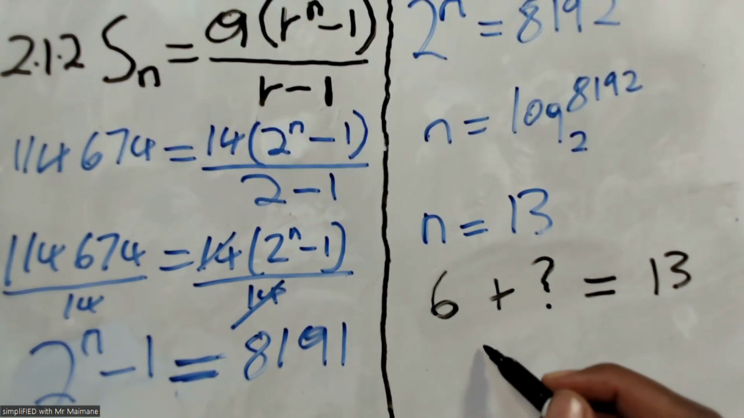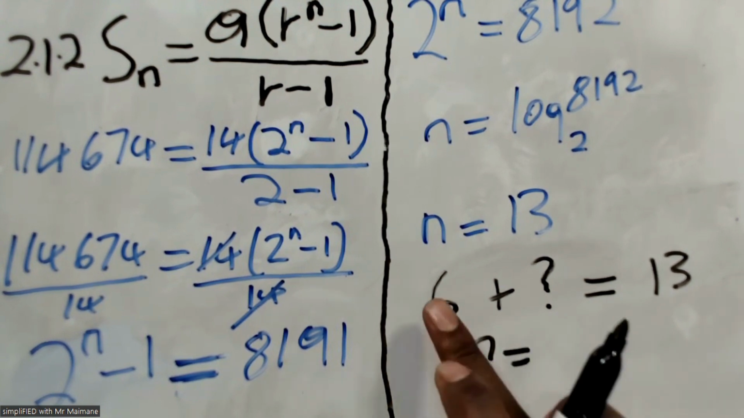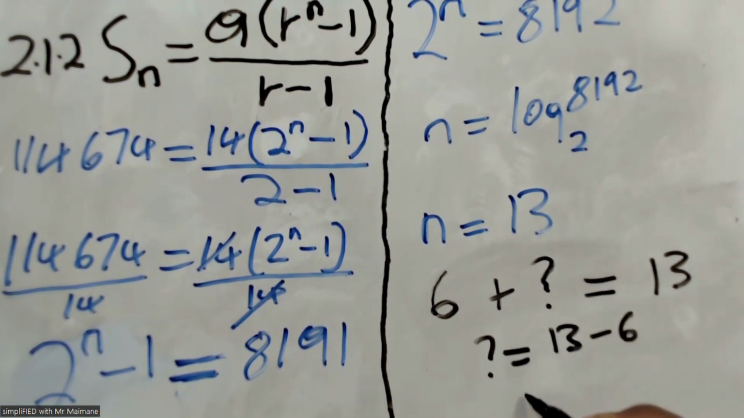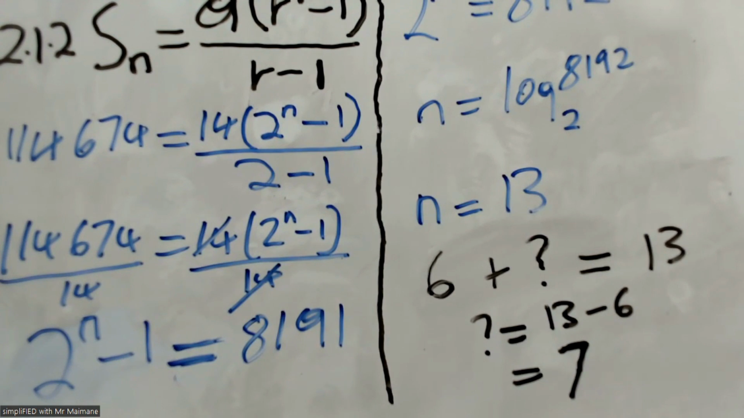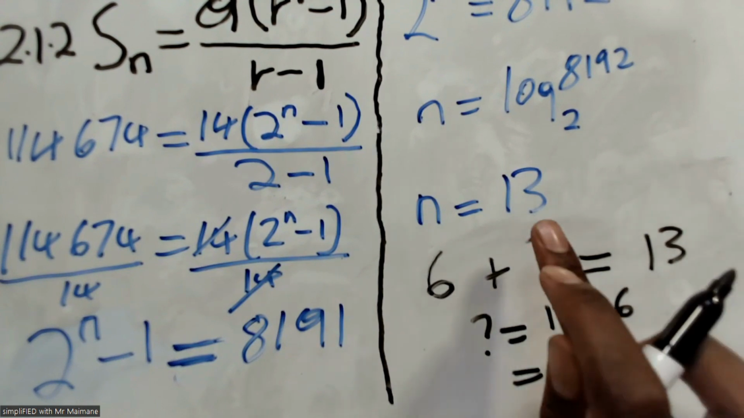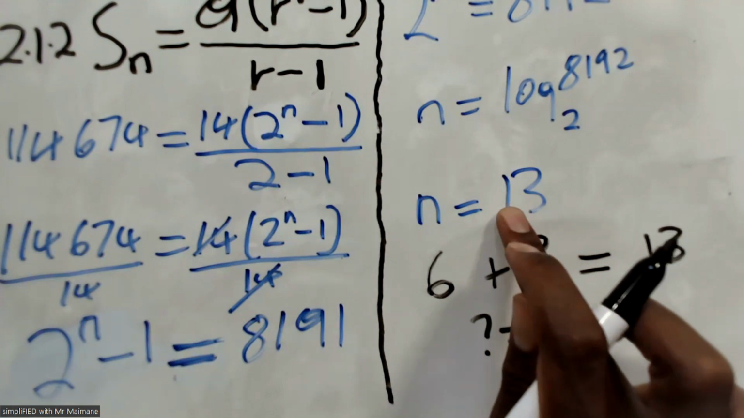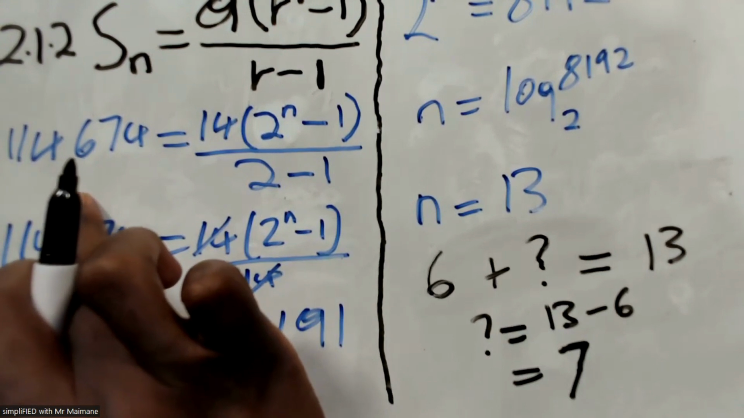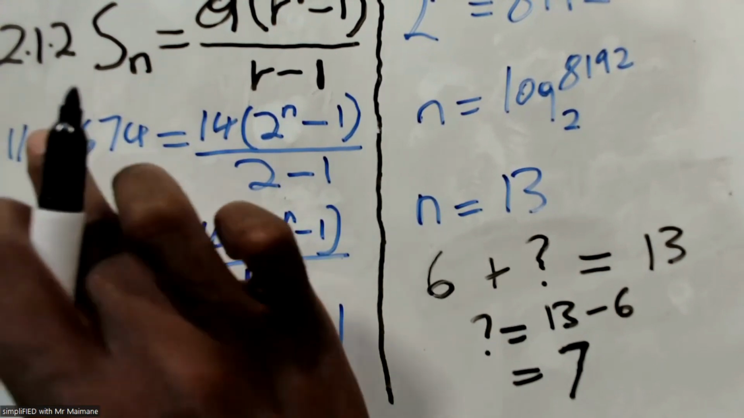So to get this, you just take the 6 to the other side of the equal sign. So it's going to be 13 minus 6. So our actual answer is 7 terms. From 6 terms, they have to add 7 more terms in order to get to the 13th term that obtains the sum of 114,674.